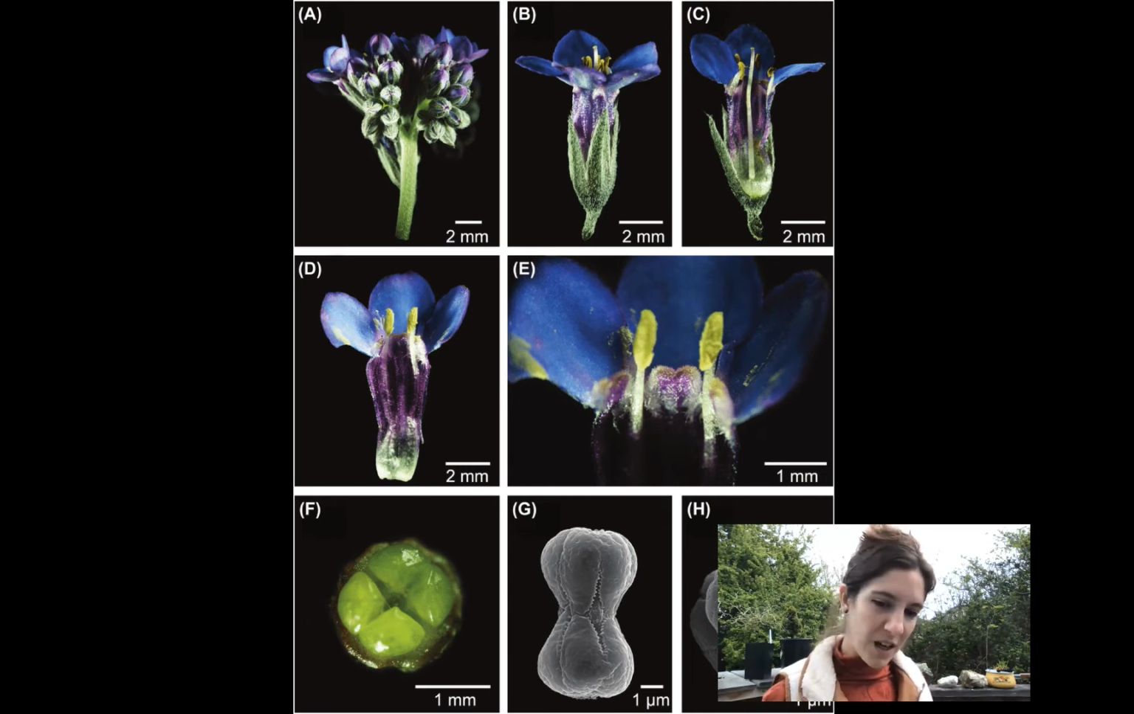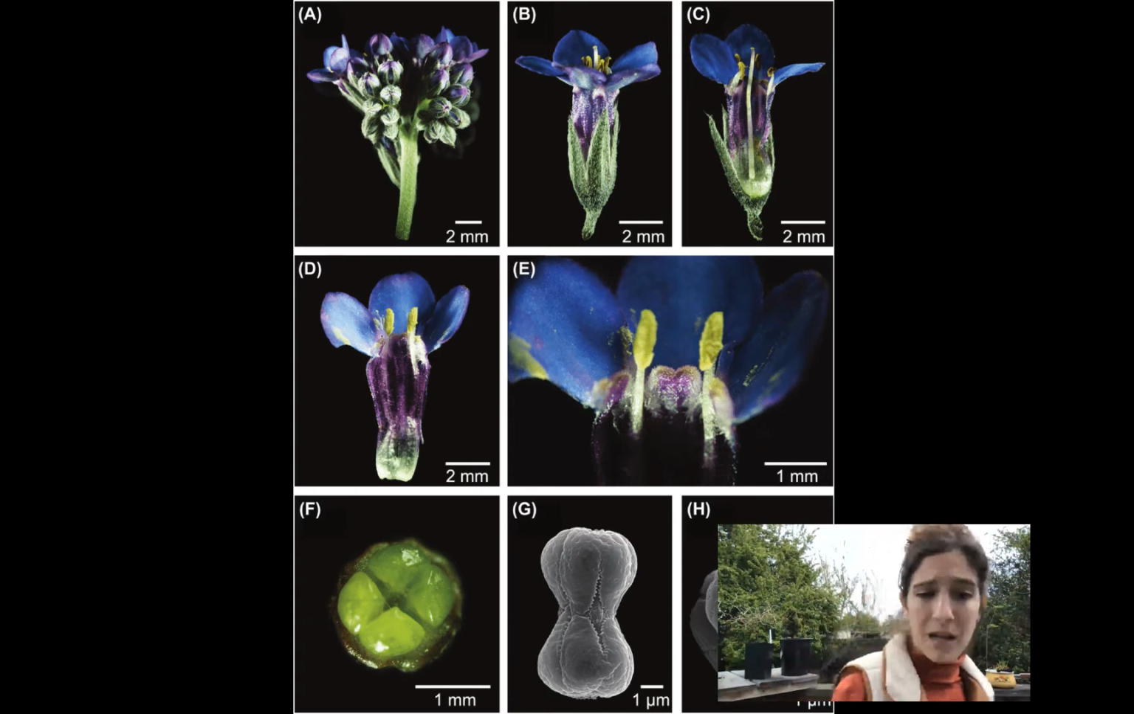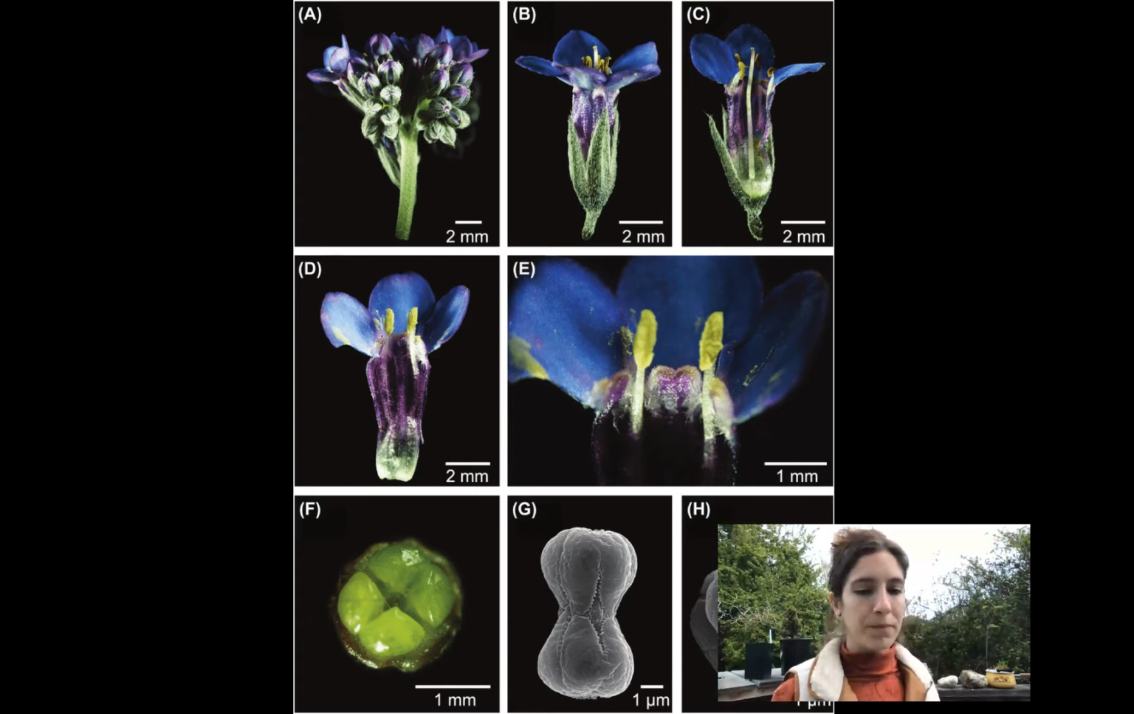Very cool. We don't really talk about that, but it is cool to talk about. There's whole studies on the palynology of species. Family palynology is the study of pollen grains. It's very cool. F is a very important image in this one.